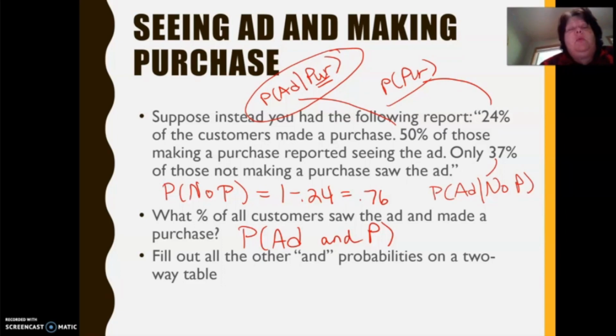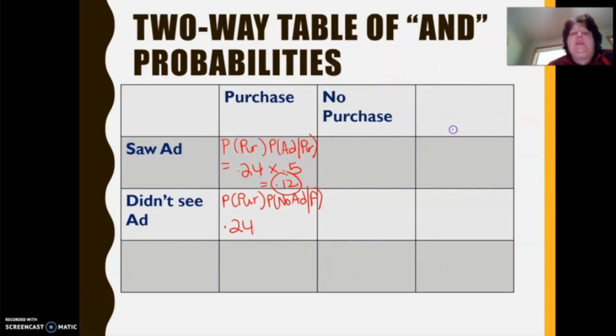Well, those two have to sum to 1. Probability of making a purchase is a given, and you either saw the ad or you didn't. So those have to sum to 1. So one of them is 0.5 and the other one's 0.5. So this would be 0.5. And I'll just say it's 1 minus 0.5, which is how we got it. 0.12. So we're getting the same numbers again. We were just given different information to start with.